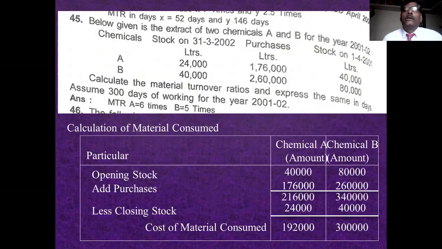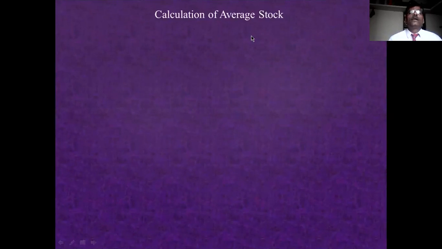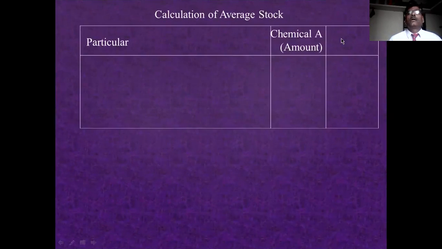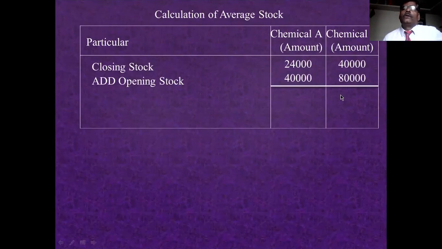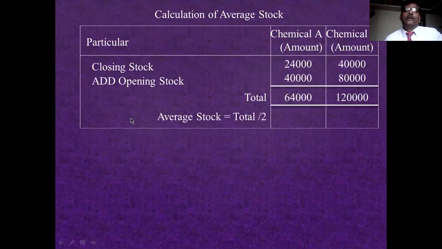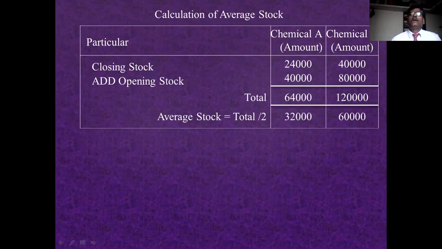In the second step, you calculate average stock. Average stock means opening plus closing divided by 2. Okay, you see here, calculation of average stock. Particulars chemical A, chemical B. I have taken closing stock first. You take closing stock or first opening stock? Closing stock. Add opening stock. Opening stock plus closing stock is equal to total. Total is like this. And average stock is equal to total divided by 2, which is 32,000 first and second is 60,000. This is the clear information.